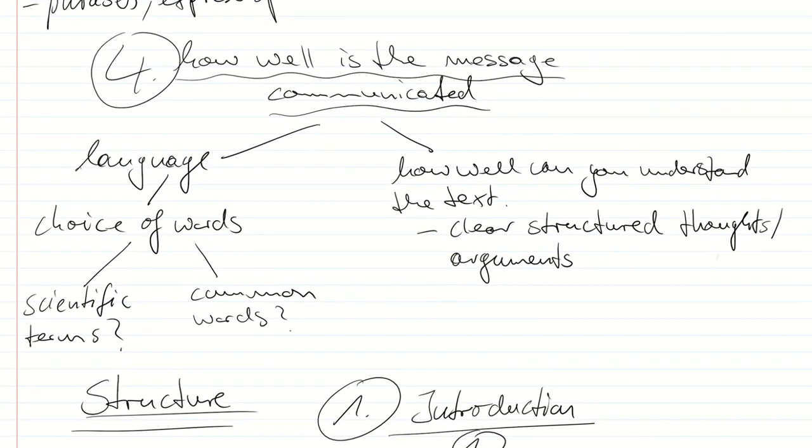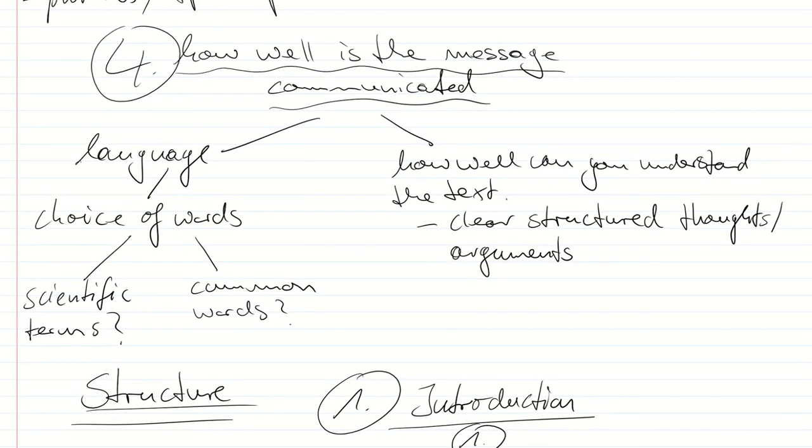And of course, number 4, how well the message is communicated. Therefore, again, have a look at the language. Are there scientific words? Are there common words? And how well can you understand the text? Has it a clear structured thought or arguments? Of course, and this is what I have forgotten earlier, when you have a look at the language, have a look at the sentence structure.